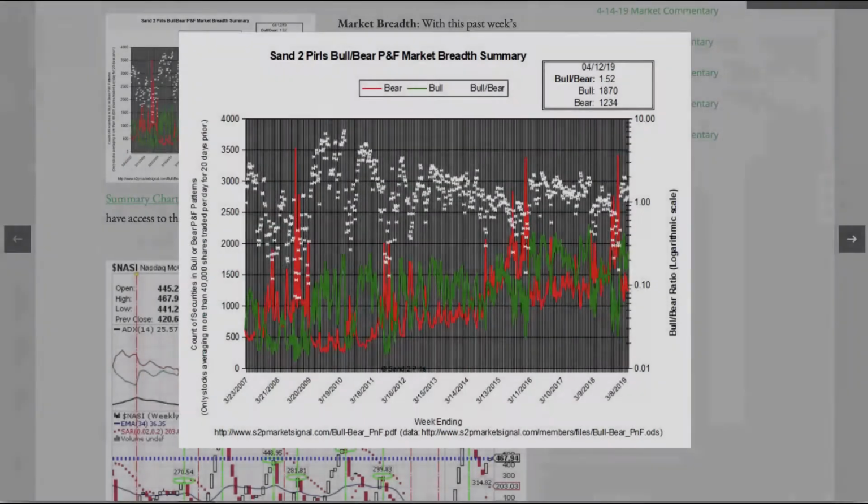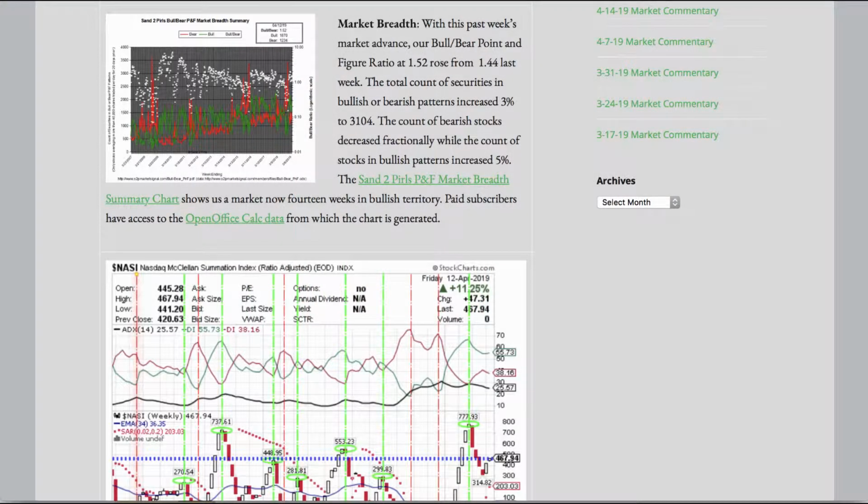Market breadth. With this past week's market advance, our bull bear point and figure ratio at 1.52 rose from 1.44 last week. The total count of securities in bullish or bearish patterns increased 3% to 3,104. The count of bearish stocks decreased fractionally, while the count of stocks in bullish patterns increased 5%. The Pirls P&F market breadth summary chart shows us a market now 14 weeks in bullish territory.